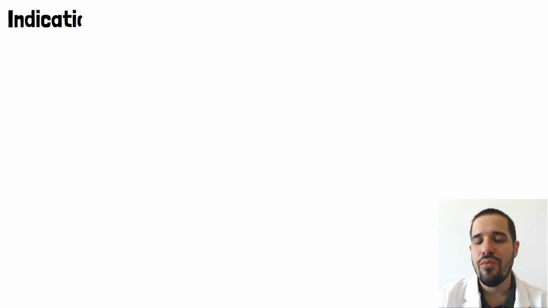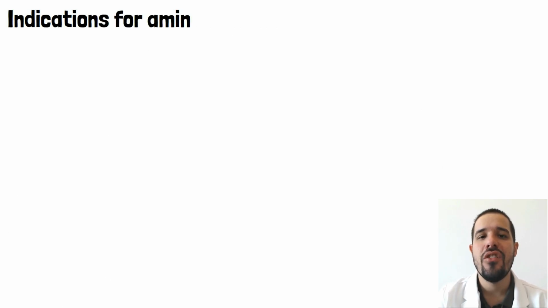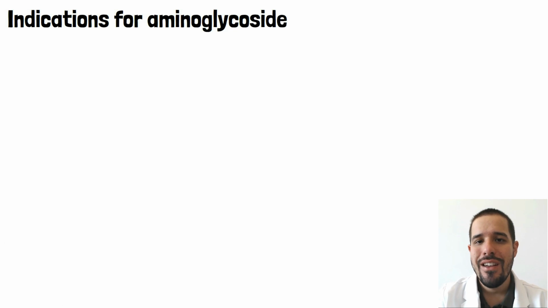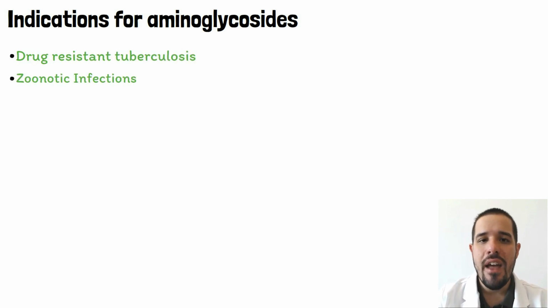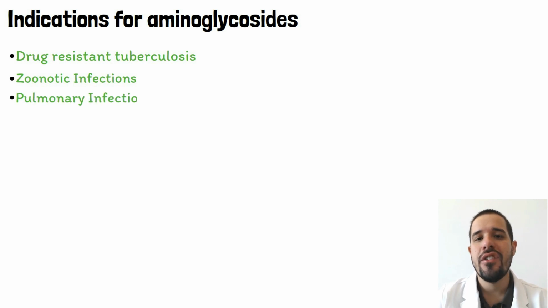For indications, which specific disease processes do aminoglycosides treat? Now, it's more of a broad list because again, the broad spectrum aspect of aminoglycosides does increase the amount of disease processes that they do treat. Some of the most common ones that you're going to see are things such as drug-resistant tuberculosis, zoonotic infections, and pulmonary infections that usually fail course with other antibiotic treatments.